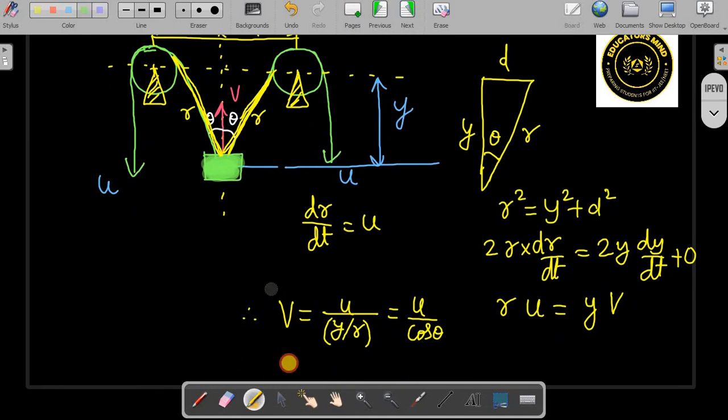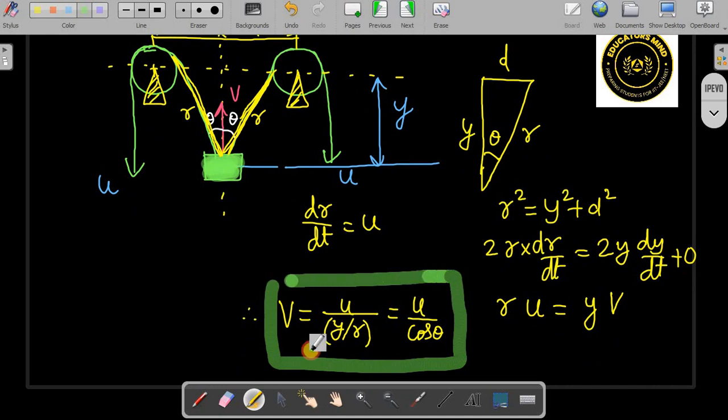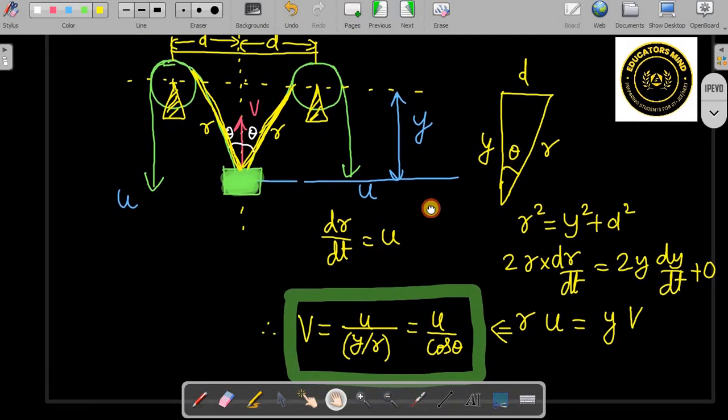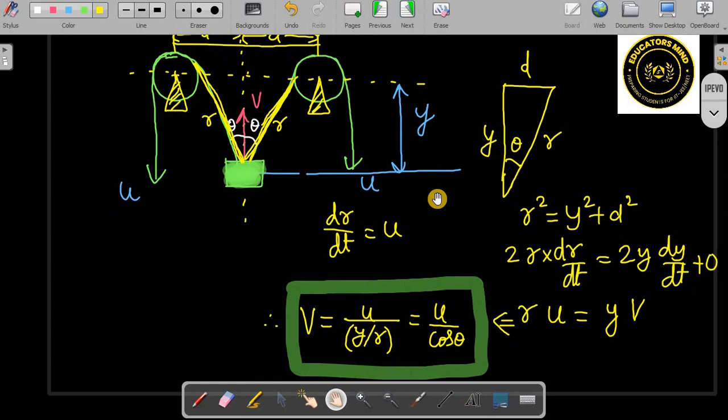This is what you have to understand. By the constraint equation you get this equation, right? Okay, so this is the application of this. A lot of such applications come in JEE. You should be thorough with this topic. Okay, right. Then further we will be taking up in the next class. Okay, thank you for your attention.